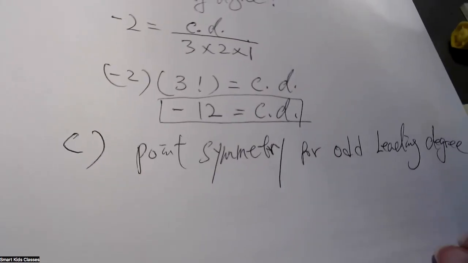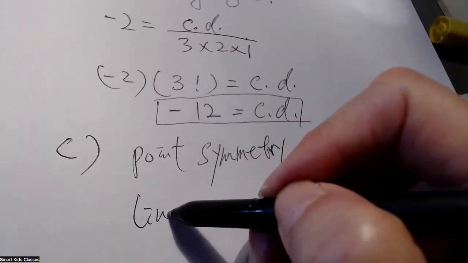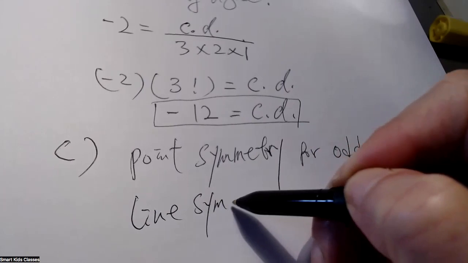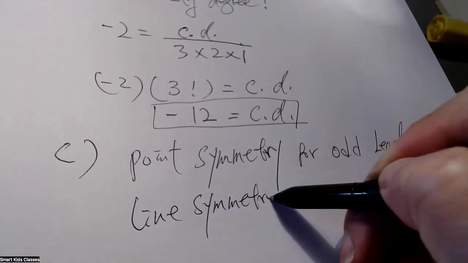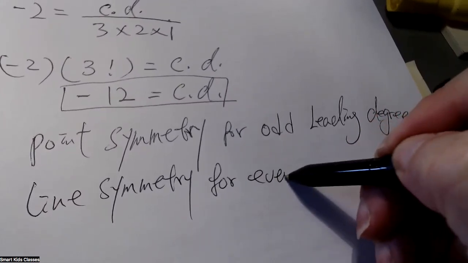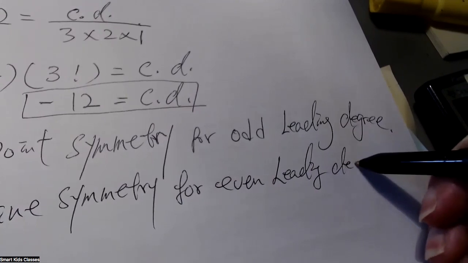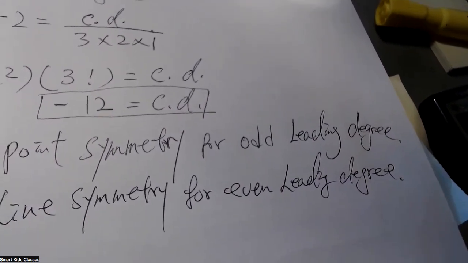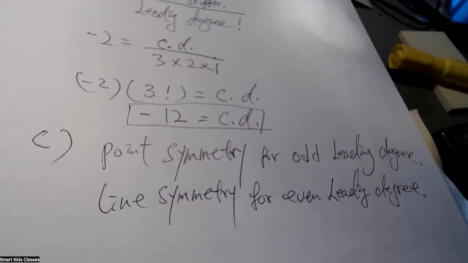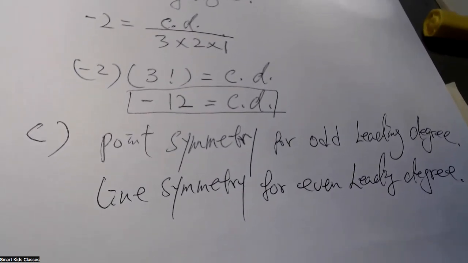Now, how about the line symmetry? That is for even degree, even leading degree. So that's how we explain it. Now we finish question 5.